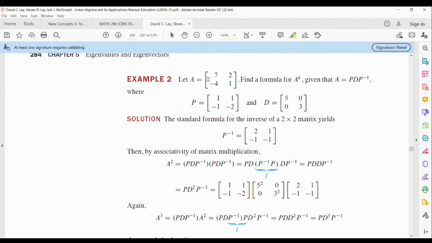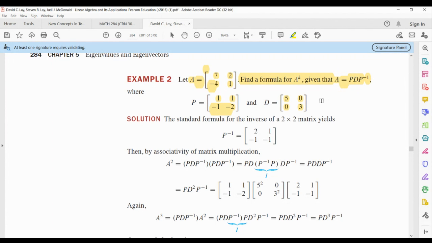So in example 2, here they have this 2x2 matrix A, and they want you to find a formula for A to the kth power, given that A can be diagonalized, where P is this matrix and D is this matrix.